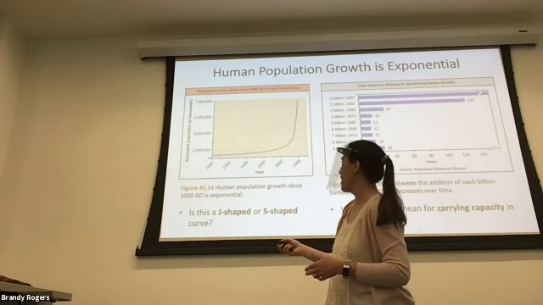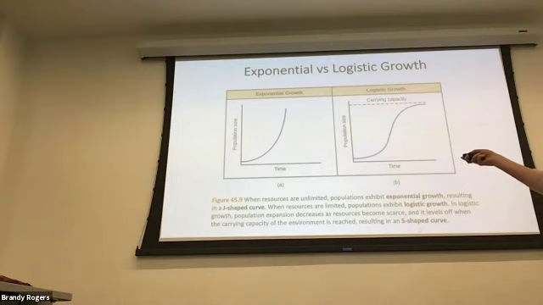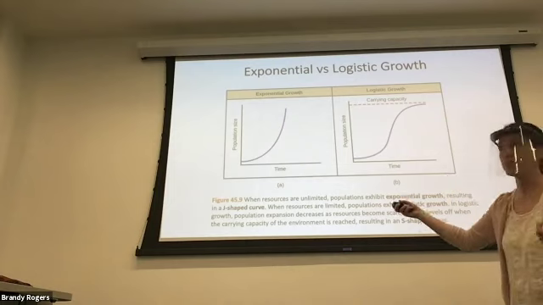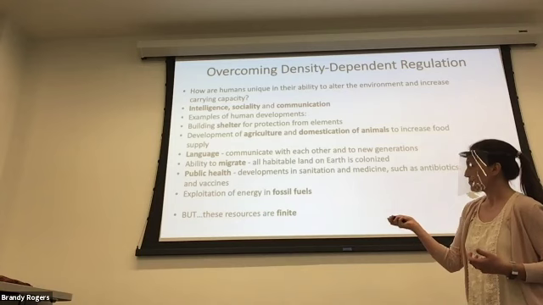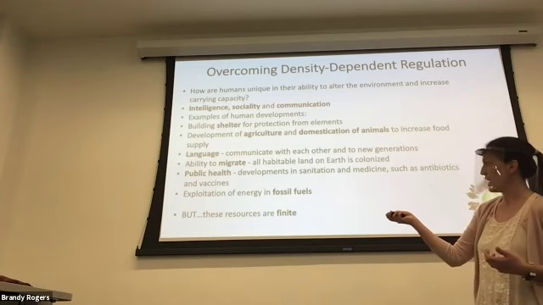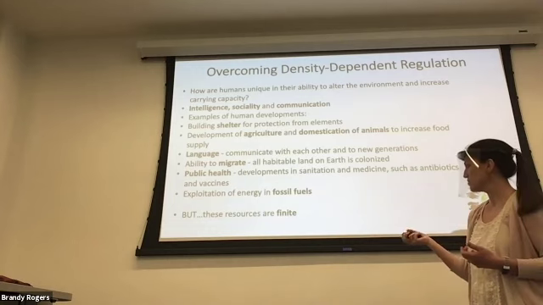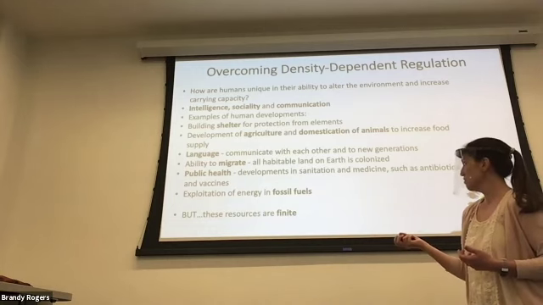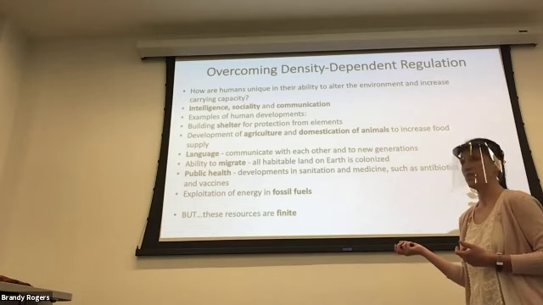Remember what happened in that bacterial flask? You start reproducing and more individuals are surviving to reproduce. That means you're increasing faster and faster because you've got more individuals reproducing. So that's hugely important. And then there's this, exploitation of energy in fossil fuels. What are fossil fuels? Give me some examples. You guys know what fossil fuels are, right?